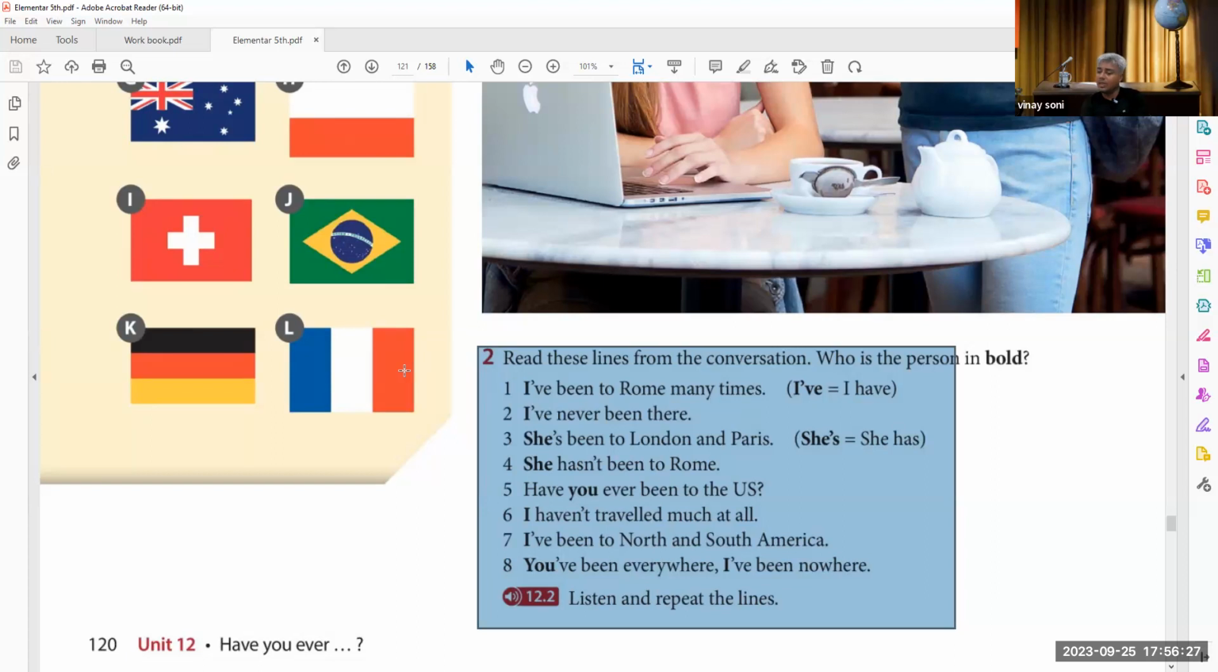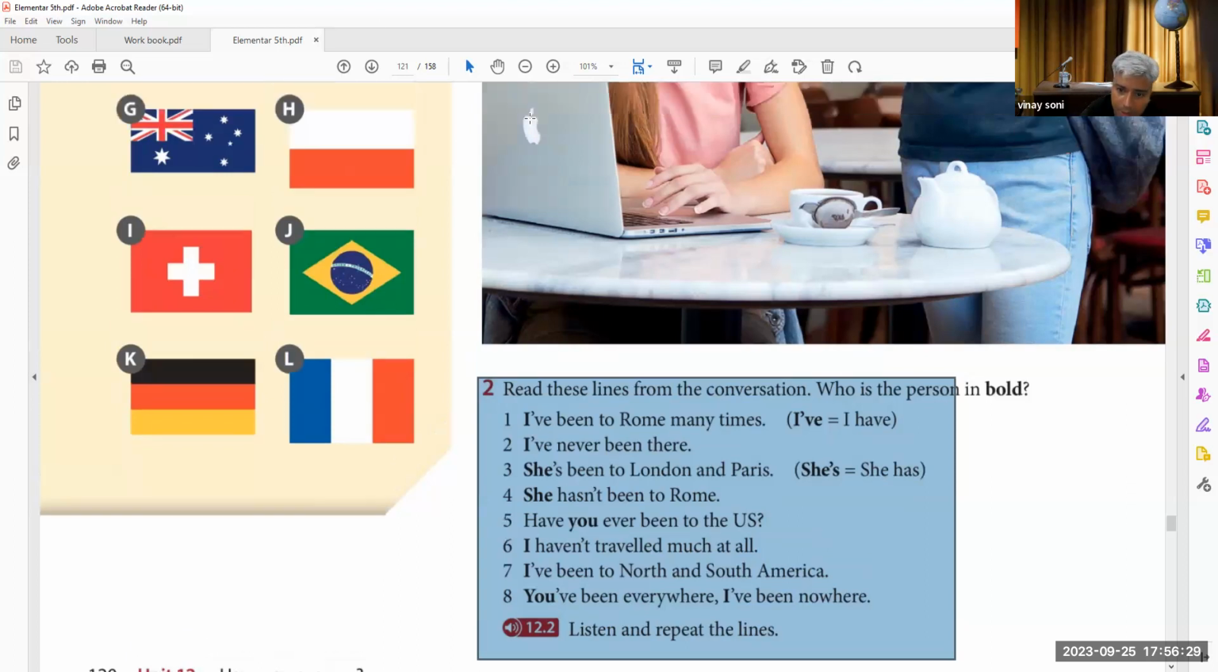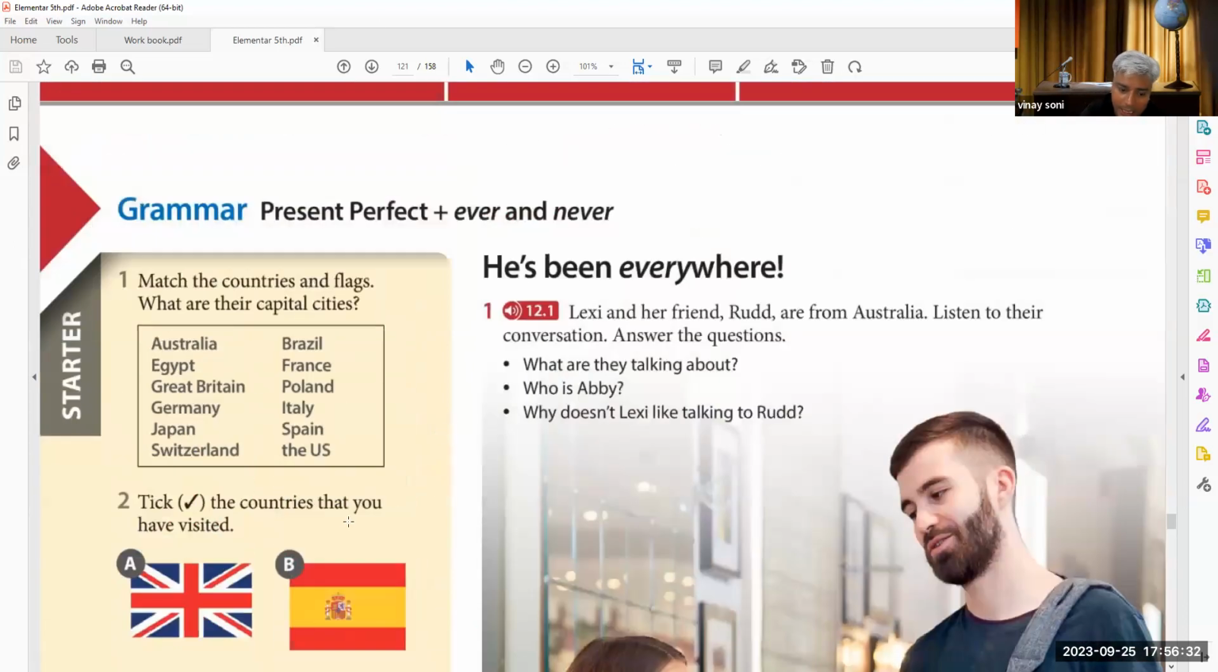Okay, you have to write down the audio script for 12.1. I'm sharing the audio file with you. Your homework is to write down the audio script for 12.1.